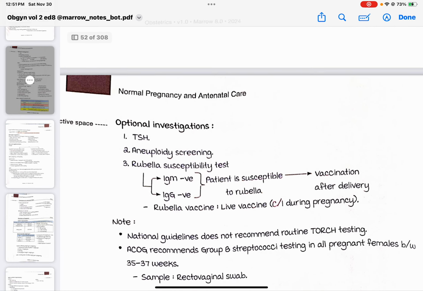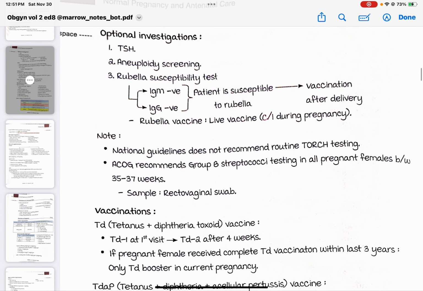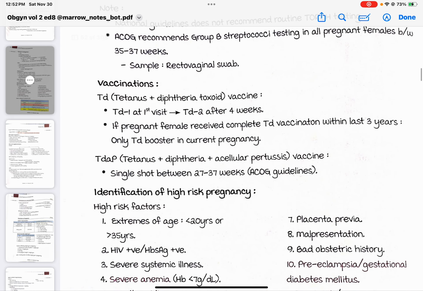Optional investigations: thyroid stimulating hormone, aneuploidy screening, rubella susceptibility test. If IgM negative and IgG negative, the patient is susceptible to rubella. Vaccination after delivery. Rubella vaccine is a live vaccine, contraindicated during pregnancy. So MMR is contraindicated during pregnancy but can be given after birth because it's a live vaccine. We give pertussis vaccine during pregnancy, and varicella and MMR before pregnancy or after. National guidelines do not recommend routine TORCH testing. ACOG recommends Group B streptococcal testing in all pregnant females between 35 to 37 weeks. Sample: rectovaginal swab.